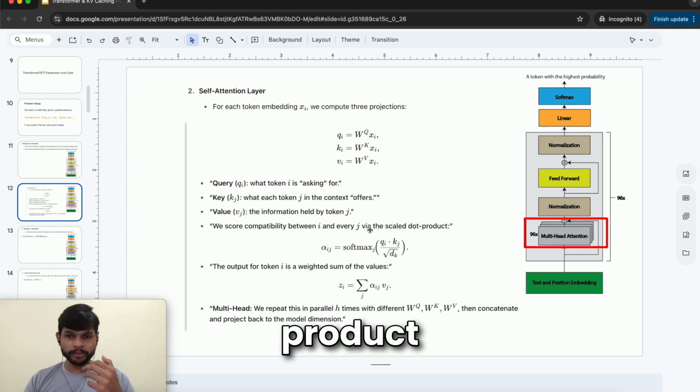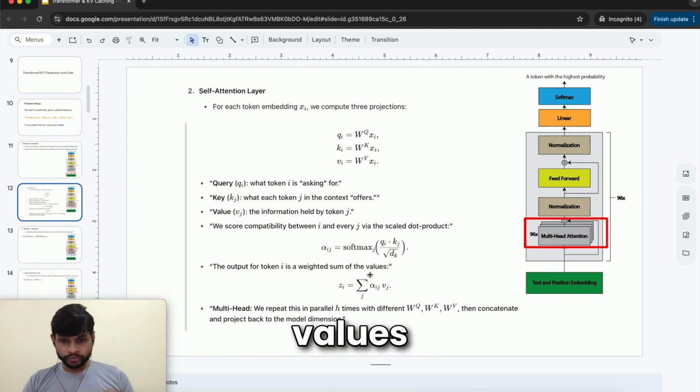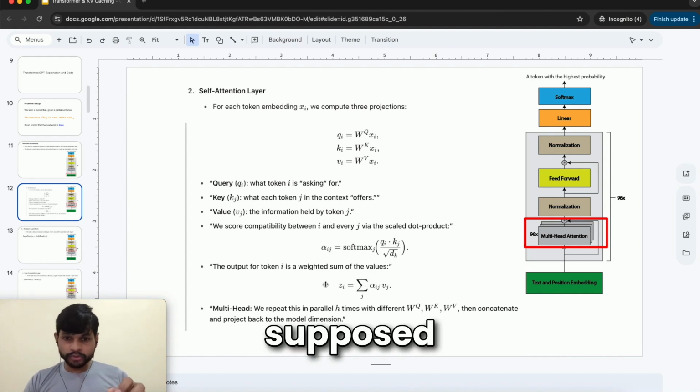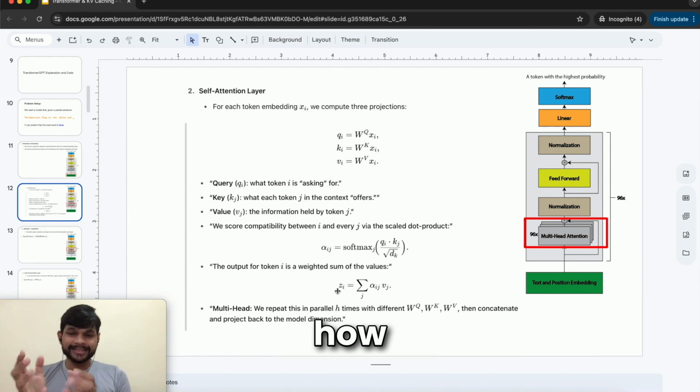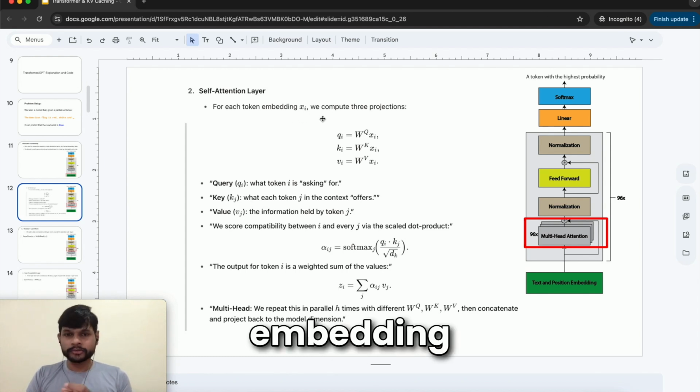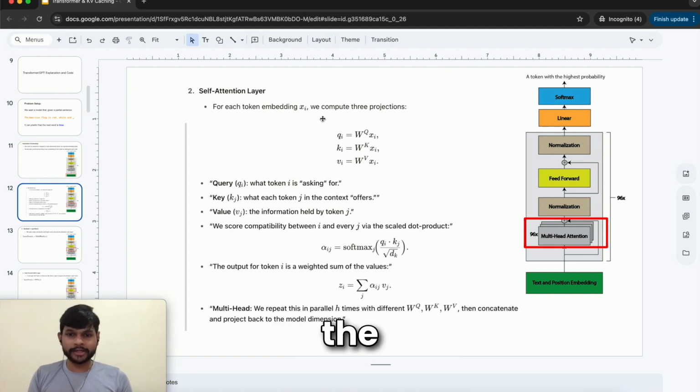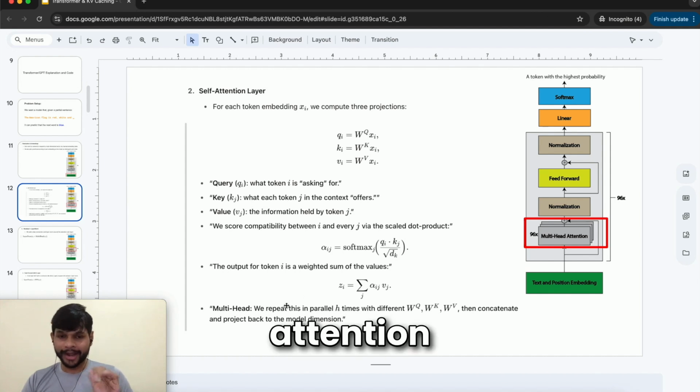Okay, and the dot product is supposed to be some sort of similarity score. So once we get the dot product, then we multiply it with the values vector so that we get a vector which is supposed to represent how this information is supposed to change my original embedding X. So this is the crux of the attention layer. And this is just one attention layer. We call this the head of the attention or attention head.